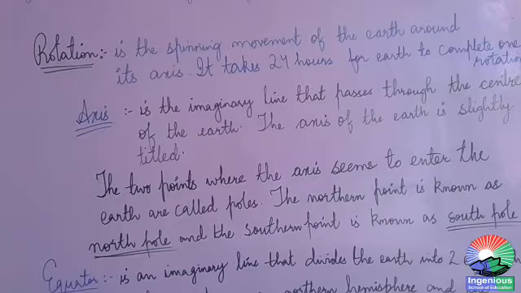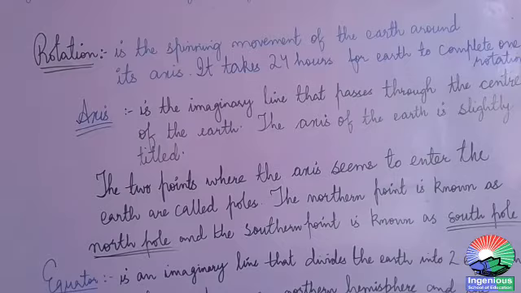Students, do you know what is axis? Come on, can you tell me what is axis? My dear students, axis is the imaginary line that passes through the center of the earth. Yes, it is an imaginary line which passes through the center of the earth, and the axis of the earth is slightly tilted.